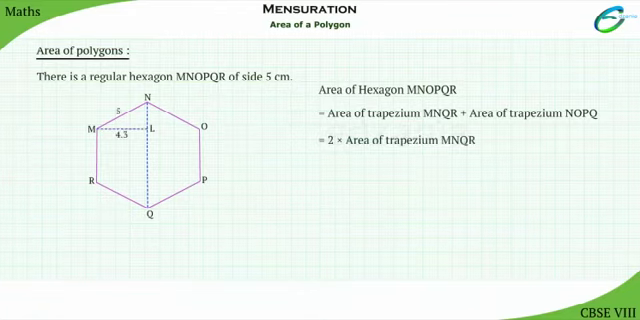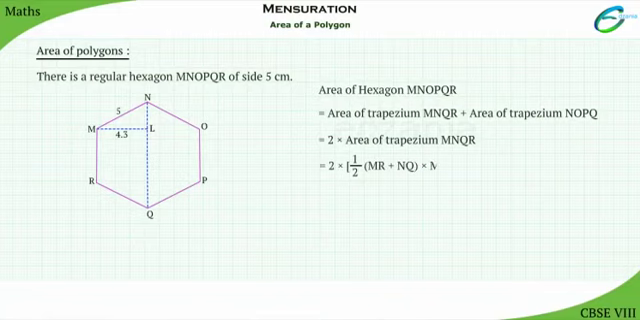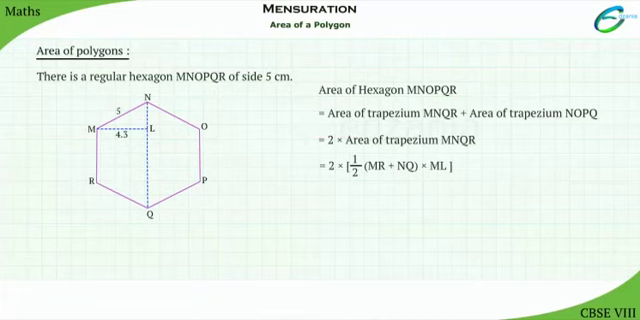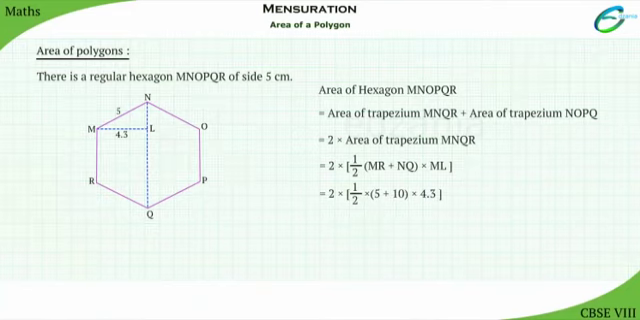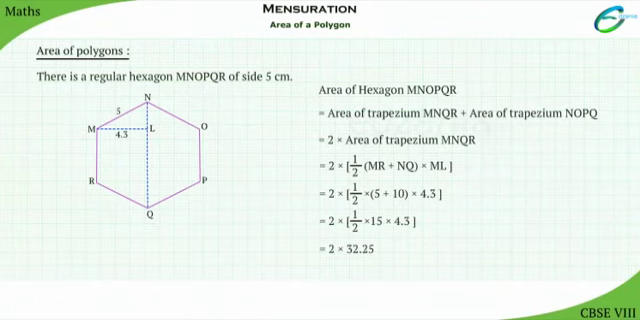Suppose ML is equal to 4.3 units. The area of the trapezium is equal to half the product of the sum of the parallel sides and the distance between the parallel lines. Let us substitute the values. By simplifying, we get the area of the hexagon MNOPQR as 64.5 square units.